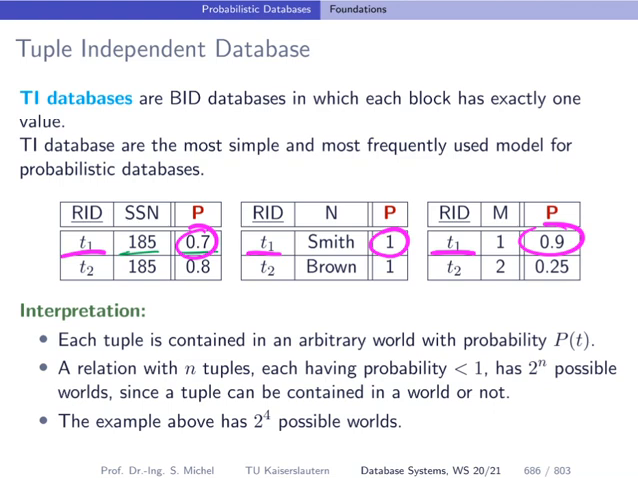In a relation having n tuples, where every tuple has a probability smaller than 1, so there is an uncertainty, so it has to be strictly smaller than 1, then we have 2 to the n possible worlds. Every tuple can be in the world or not. And the probability that it is in the world is given by the product of the corresponding probabilities. In this example here, we have 2 to the 4 possible worlds.